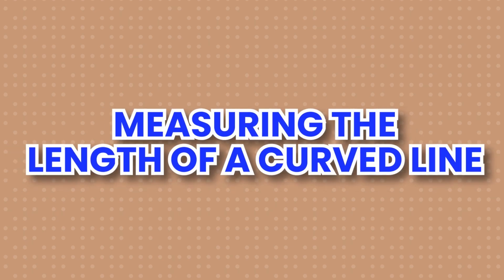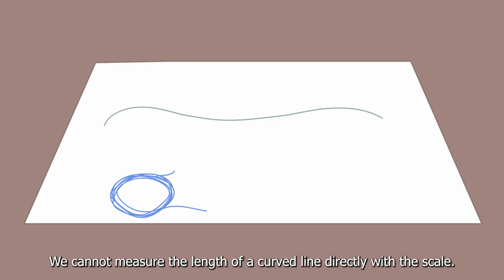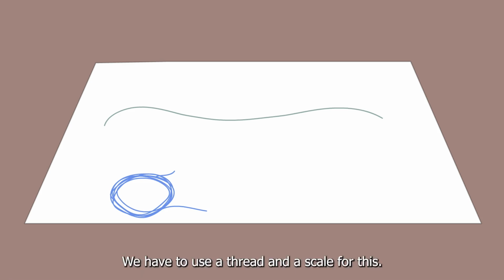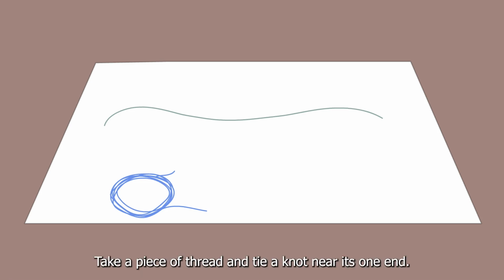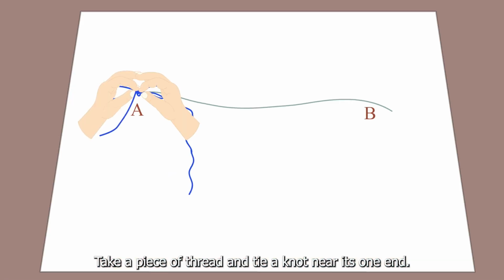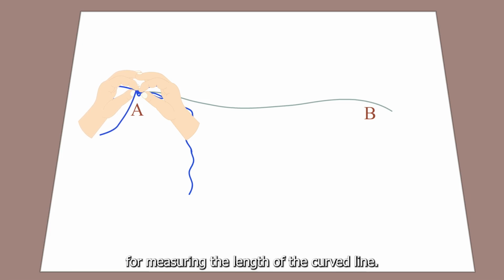Measuring the length of a curved line. We cannot measure the length of a curved line directly with a scale. We have to use a thread and a scale for this. Take a piece of thread and tie a knot near its one end. This knot serves as starting point for measuring the length of the curved line.